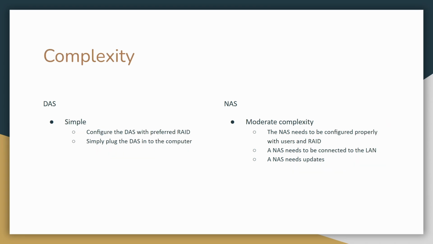Next we have complexity. A DAS is simple. It's a simple device. Configuring the DAS is as simple as usually flipping a few dip switches to choose your preferred RAID. Now RAID is simply a way to make multiple drives act as one drive and also include redundancy if wanted. As well, you would just simply plug in the DAS when ready to the computer and it's all set up. In comparison, a NAS is moderately complex.